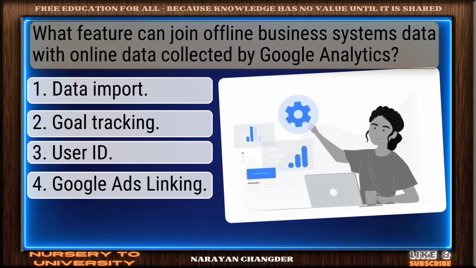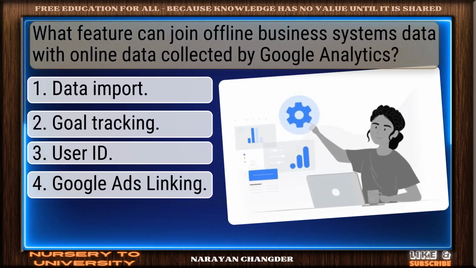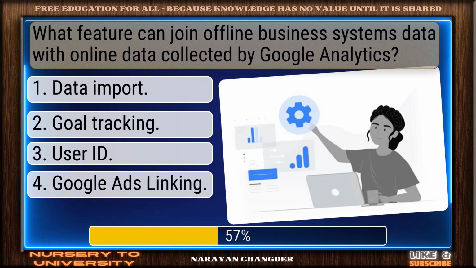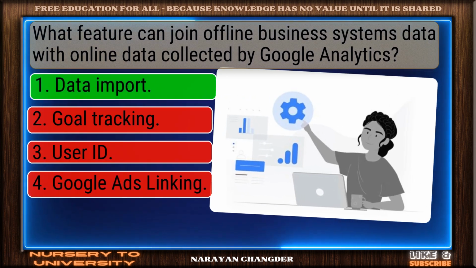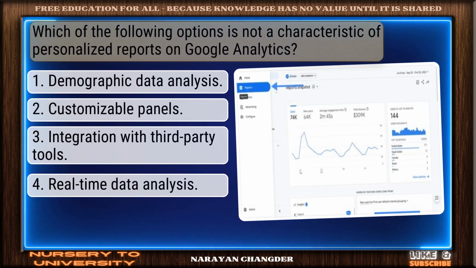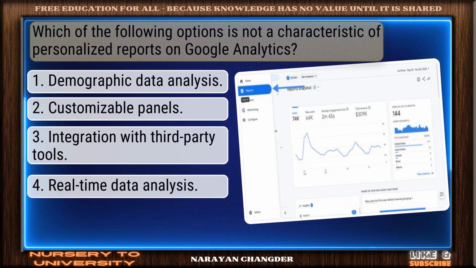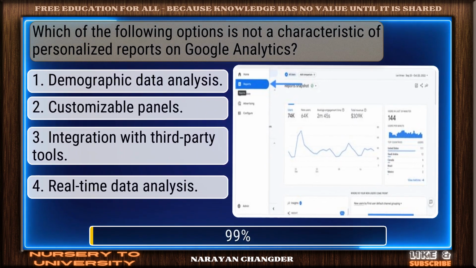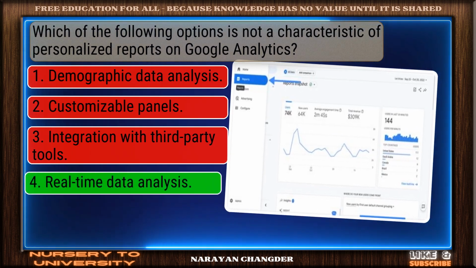What feature can join offline business systems data with online data collected by Google Analytics? Smart move. Data import is an accurate answer. Which of the following options is not a characteristic of personalized reports on Google Analytics? Good job. Real-time data analysis works well here.